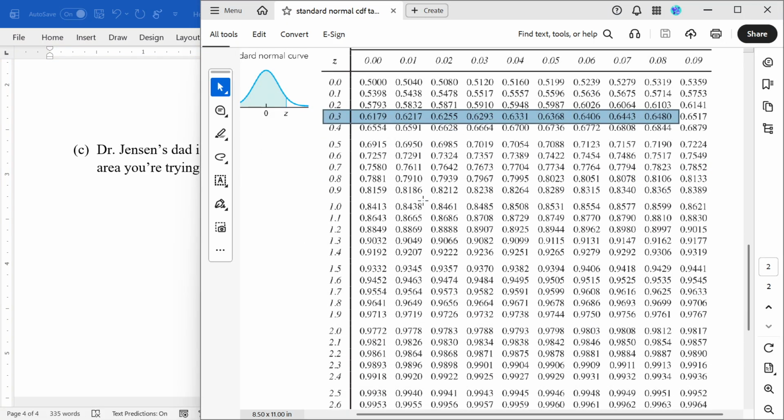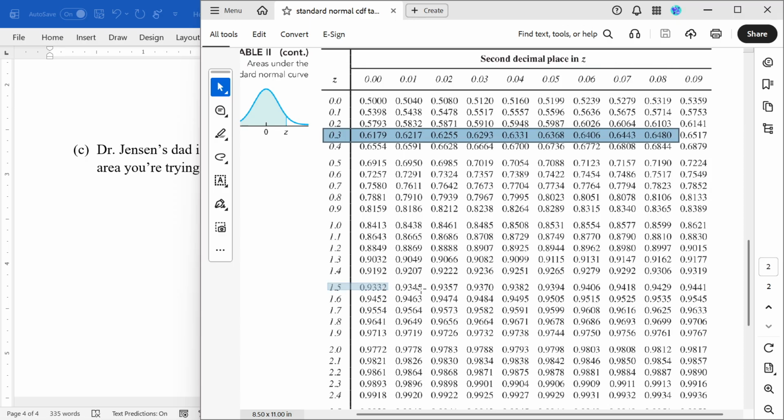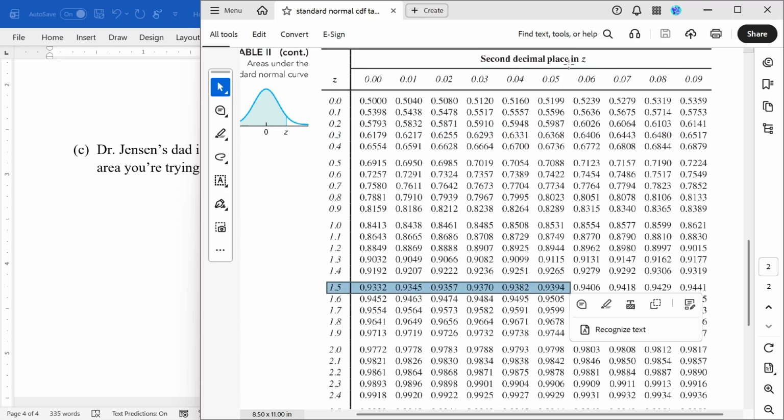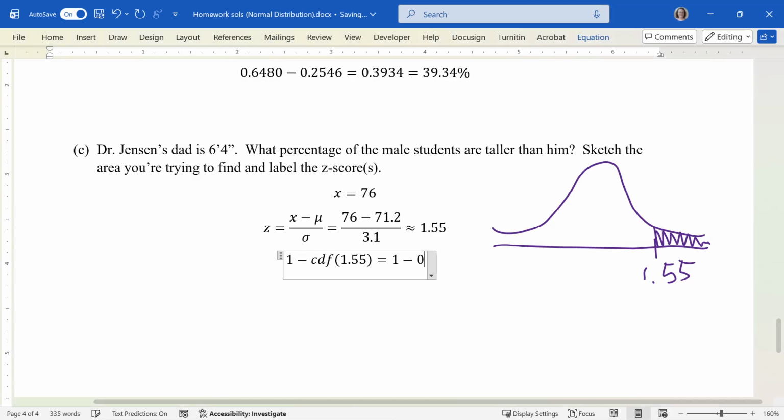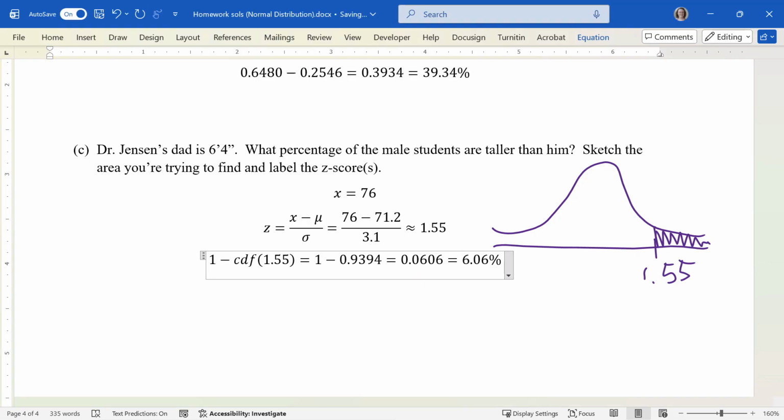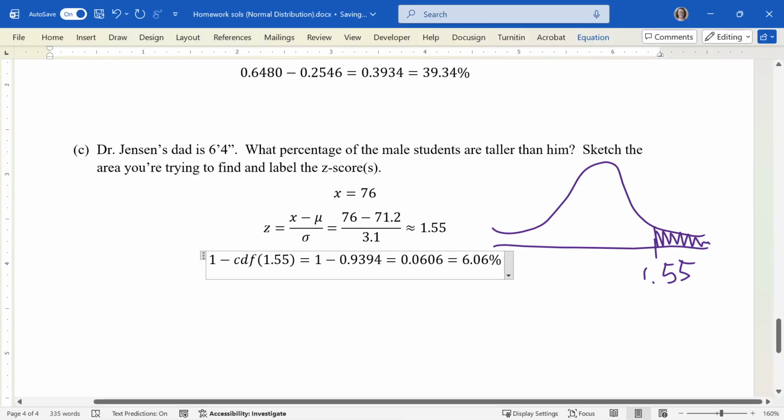Let's see, 1.55. It is 0.9394. Okay. All right, so I'm getting 0.0606, or 6.06% of my male students would have been taller than my dad.